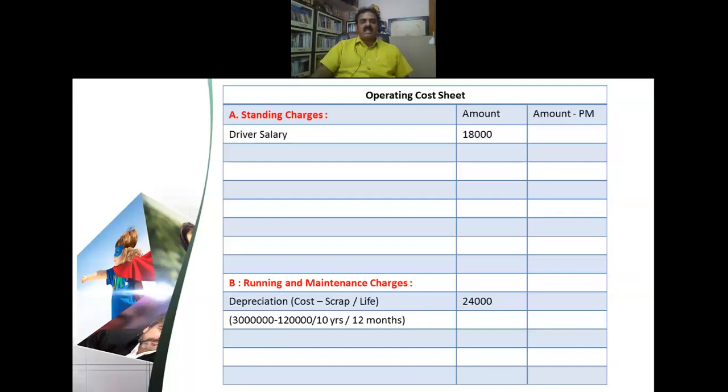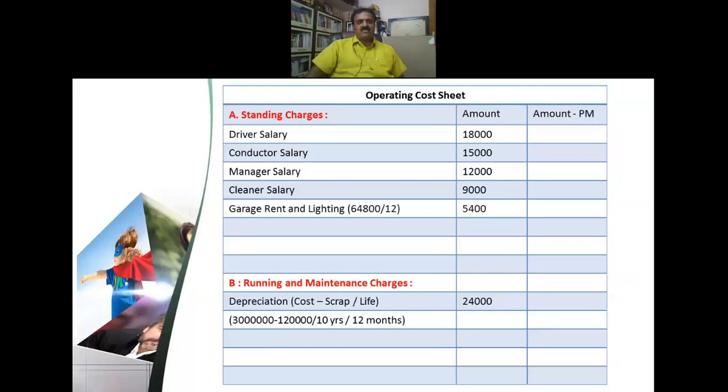Next is driver salary. The four kinds of salaries are there: driver salary, conductor salary, manager salary, and cleaner salary. All the four varieties of salaries are fixed in nature, irrespective of number of kilometers and buses. It's the same, that is to say it is fixed. Next is garage rent, which is given as 64,800 rupees per annum. As the rent per annum is given, we need to calculate for a particular month. Divided by 12 comes to 5,400.